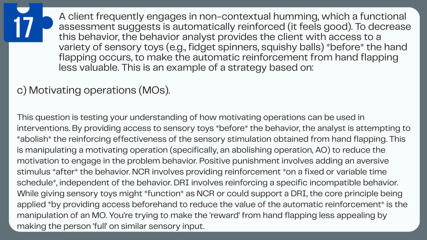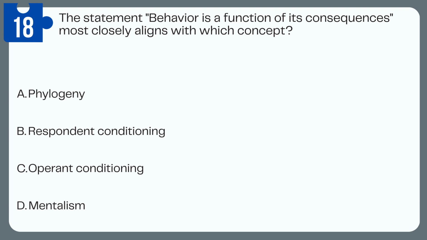Positive punishment involves adding an aversive stimulus after the behavior. NCR involves providing reinforcement on a fixed or variable time schedule independent of the behavior. DRI involves reinforcing a specific incompatible behavior, while giving sensory toys might function as NCR or could support a DRI. The core principle being applied by providing access beforehand to reduce the value of the automatic reinforcement is the manipulation of an MO. You're trying to make the reward from hand flapping less appealing by making the person full on similar sensory input.